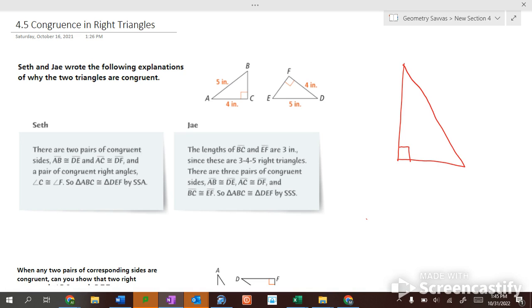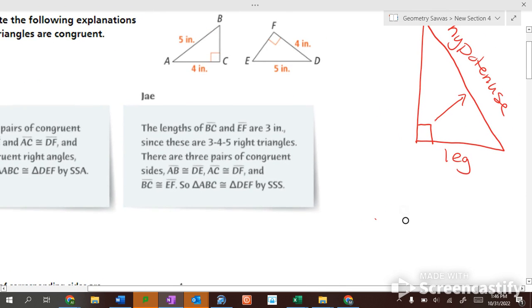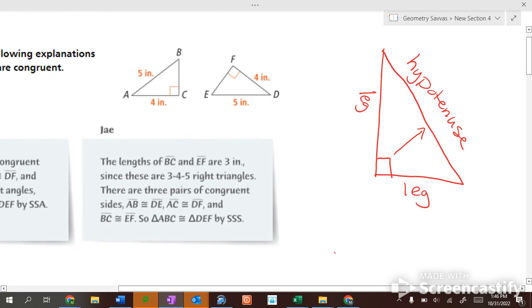Now, what's the side opposite the right angle called? The hypotenuse. That is very important for you to remember today, because if you don't know what a hypotenuse is, you're not going to understand what's going on. So the side opposite the right angle is the hypotenuse. The other two sides are called legs. This is a leg, and this is a leg. So you have a hypotenuse, a leg, and a leg.